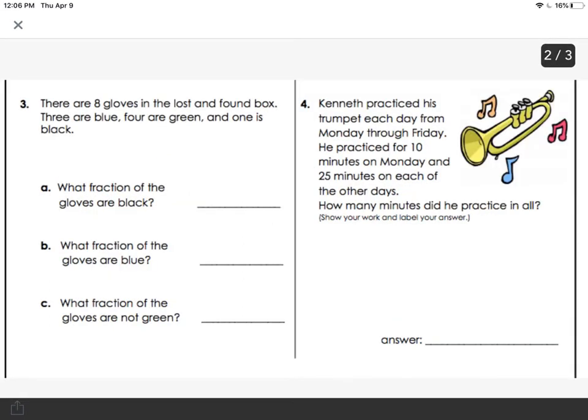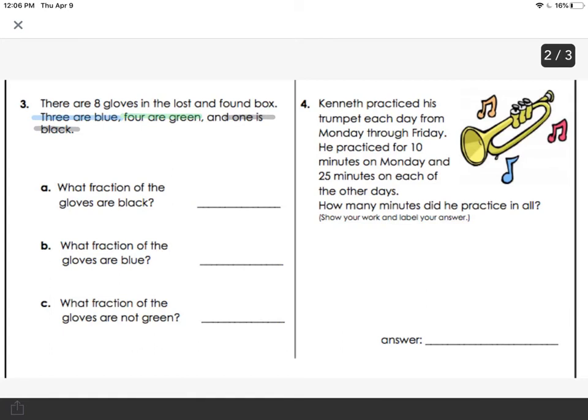Right, for this problem, we have a few parts dealing with the same question stem. There are 8 gloves in the lost and found box. 3 are blue, 4 are green, and 1 is black. So I'm going to go ahead and highlight my important information. 3 are blue, 4 are green, and 1 is black.